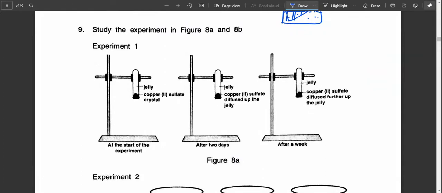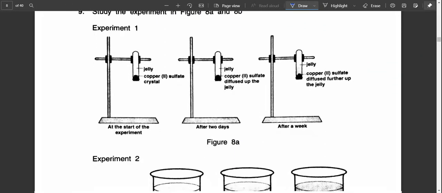Number 9. Study the experiment in figure 8A and 8B. Experiment 1.